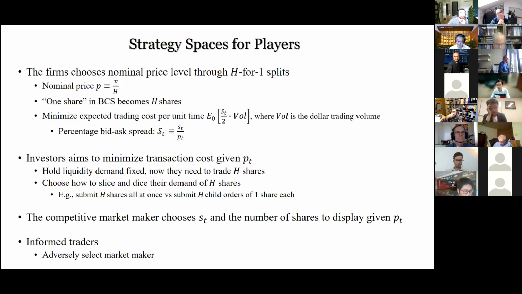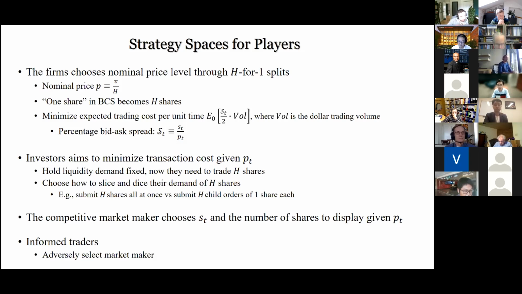So what do investors do? Investors aim to minimize transaction cost given P_T. Remember, this is P_T because the price evolves after the IPO. Investors need to minimize transaction costs at any time. So what's their decision? Actually, the decision is not that difficult in our model. It's a parsimonious model, holding liquidity demand fixed.